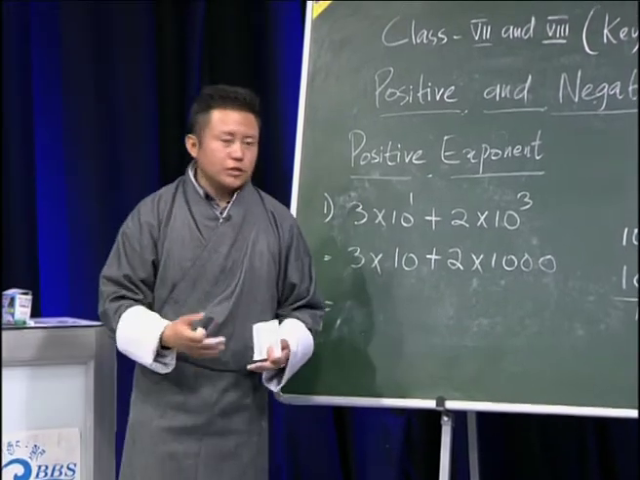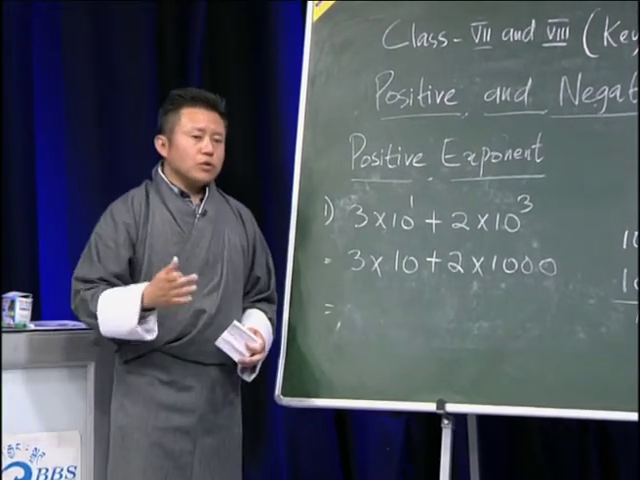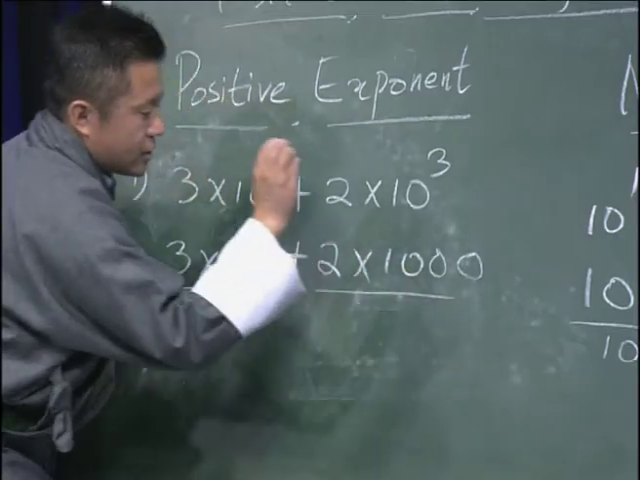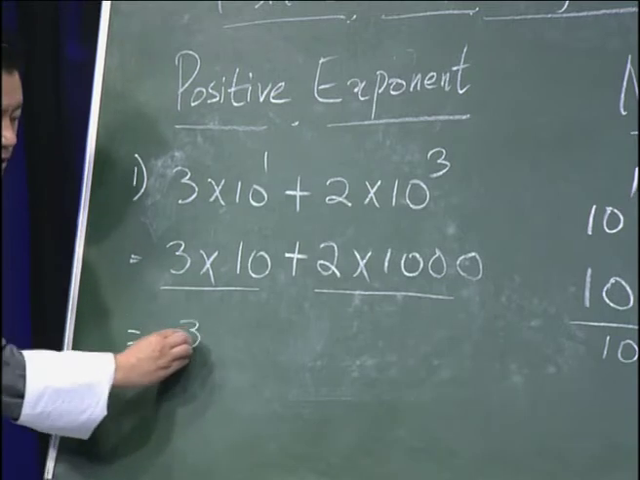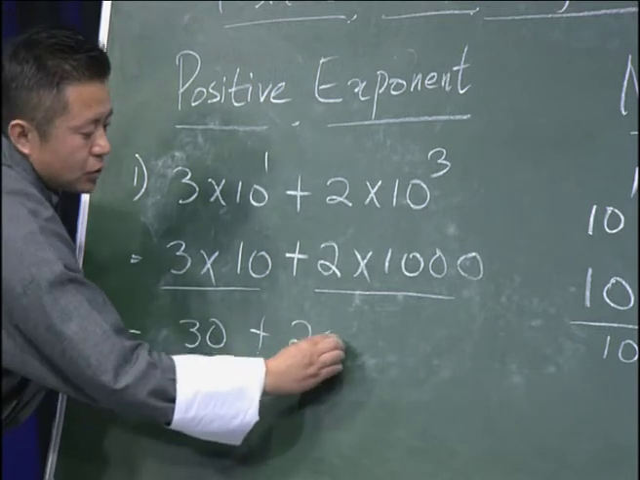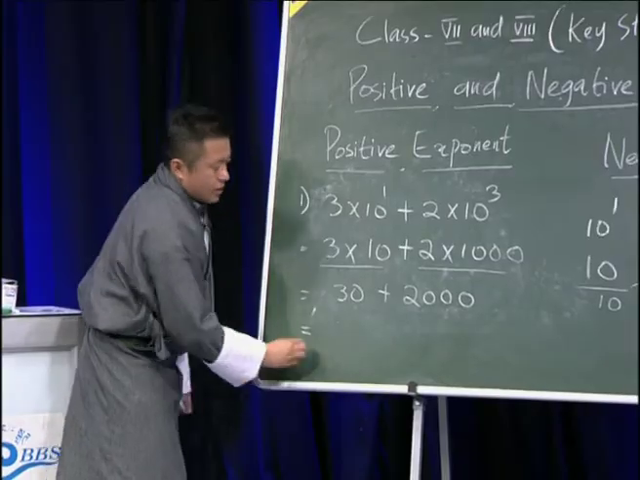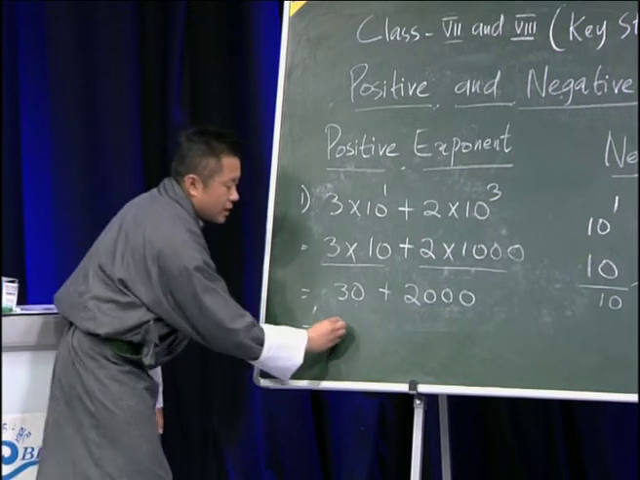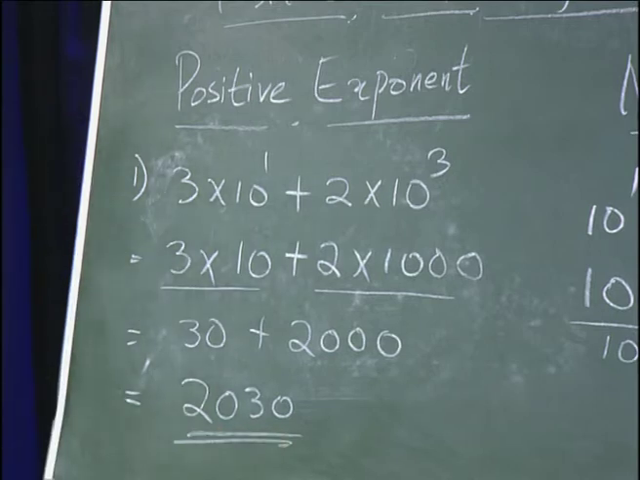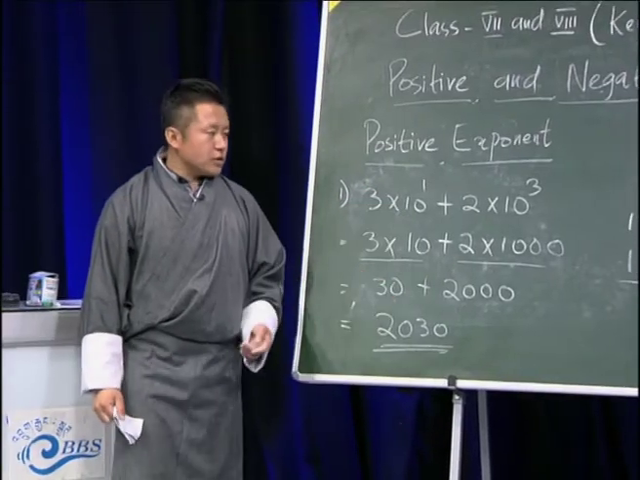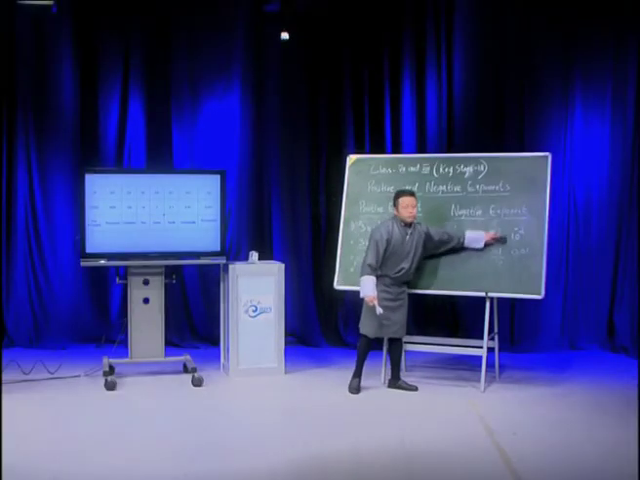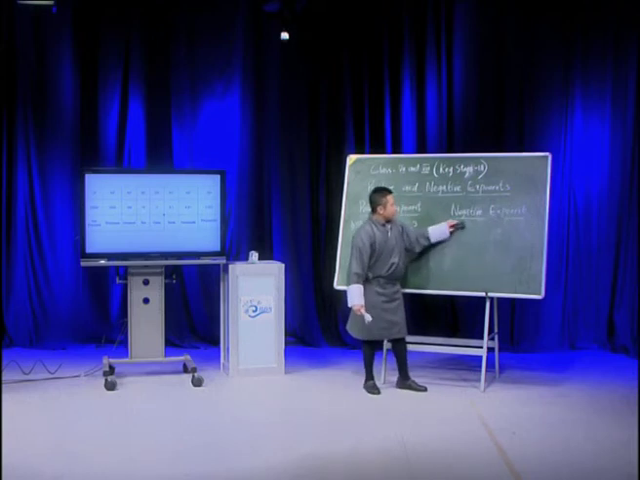And you know that based on the order of operation rules, firstly we have to multiply. Multiplication comes first. 3 times 10 is 30 plus 2 times 1000 is 2000. And when you add it, you will be getting 2030. This is how we solve the positive exponents. Very easy. Now I will solve one negative exponent as an example.